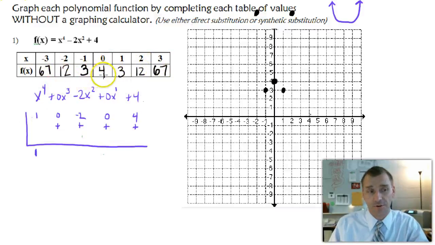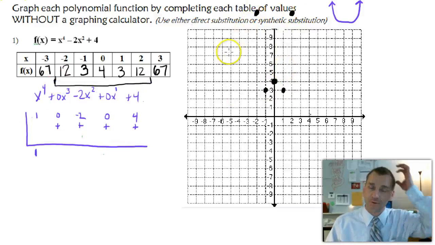Notice this is very symmetrical. It goes 67, 12, 3, 4, 3, 12, 67. Very symmetrical. I've also taken the middle points from negative 2 over to 2, and I've plotted those on my coordinate plane. You can do that if you haven't done it already.